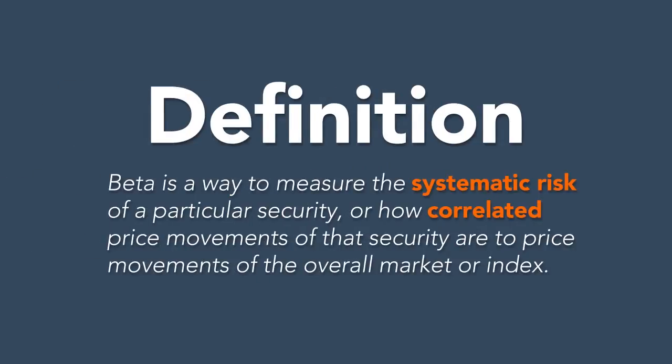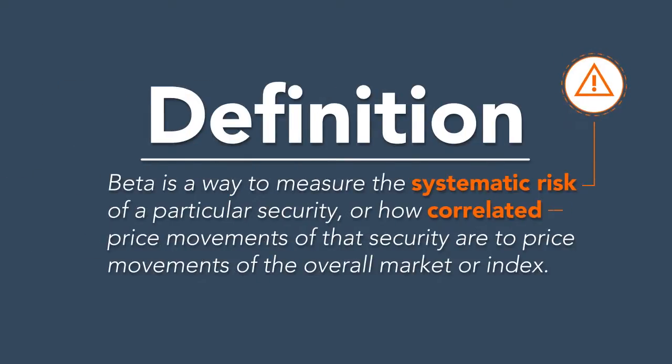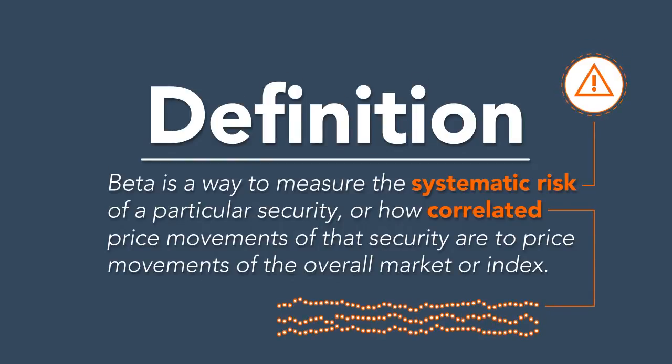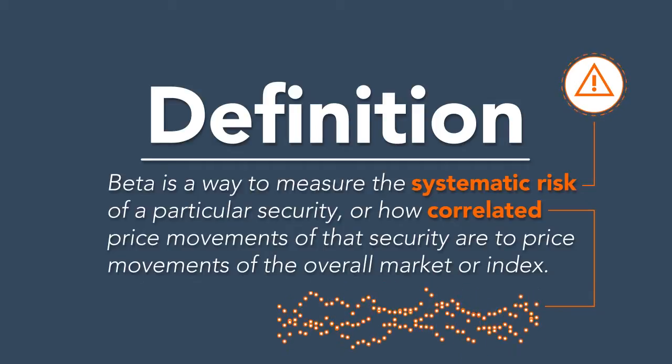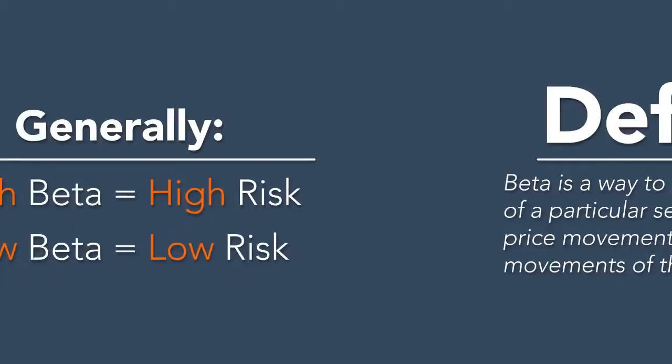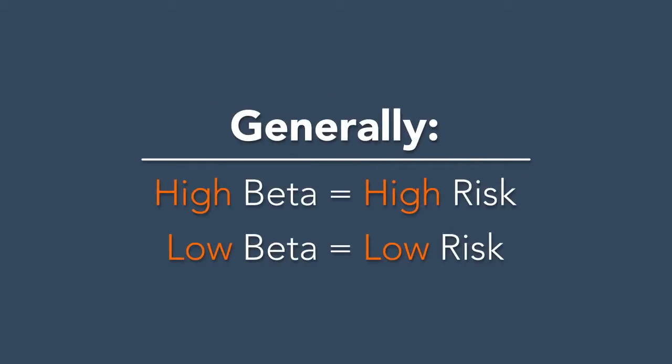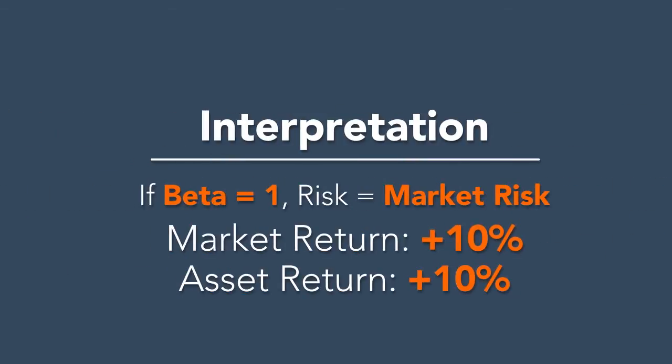So to kick things off, beta is a way to measure the systematic risk of a particular security, or how correlated price movements of that security are to price movements of the overall market or index. This means that a high beta coefficient suggests a high risk investment, and a low beta suggests a low risk investment. For example, a beta of 1 would mean that a security's return perfectly correlates with the market. If the market goes up 10%, so will this security.